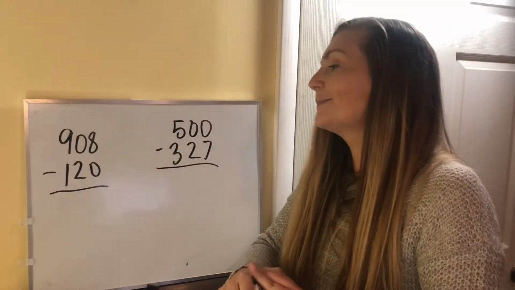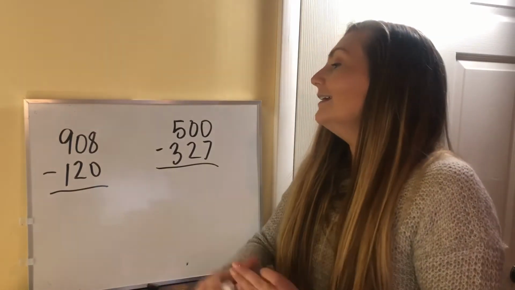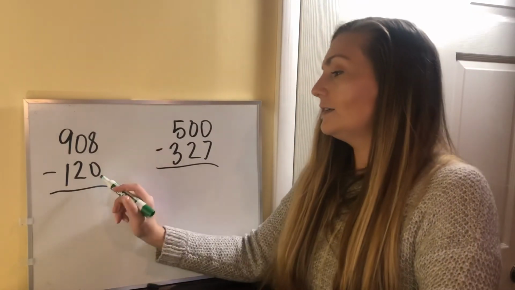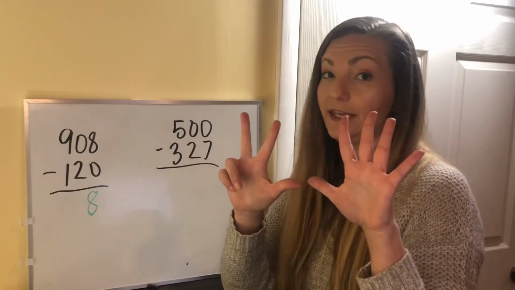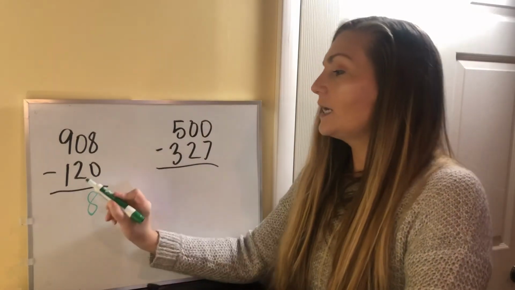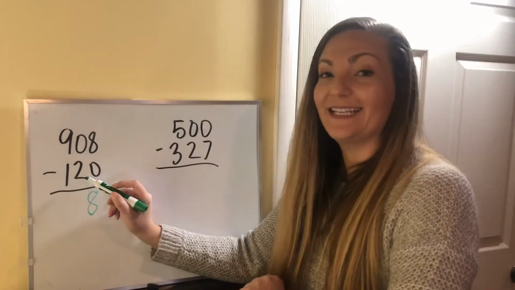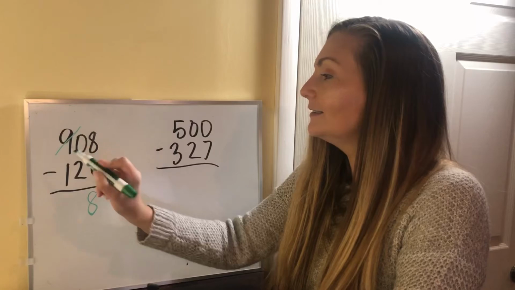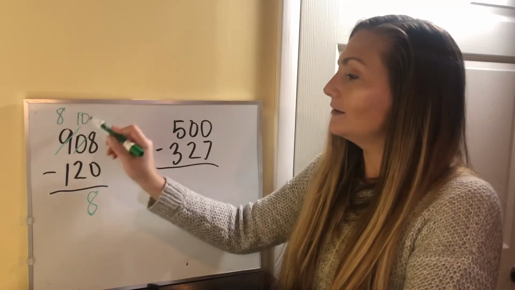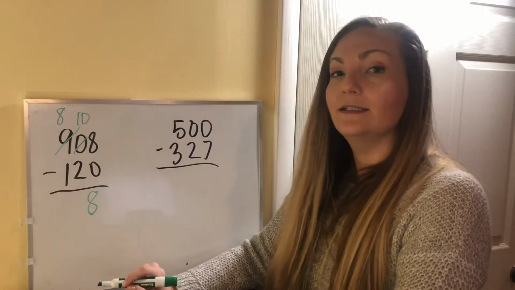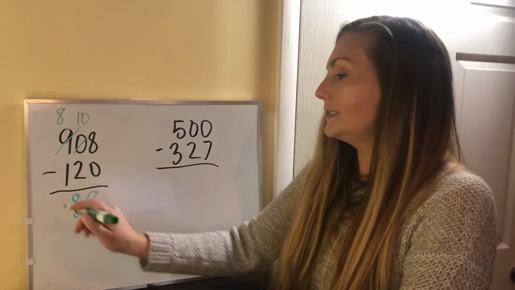Okay, so I'll start here. Use my green again. 8 take away 0 is 8, right? 8 take away nothing. Now 0 take away 2. Can't do it. We're going to say, hey neighbor, can I borrow? And he becomes a 10. Now 10 take away 2 is 8. And 8 take away 1 is 7.